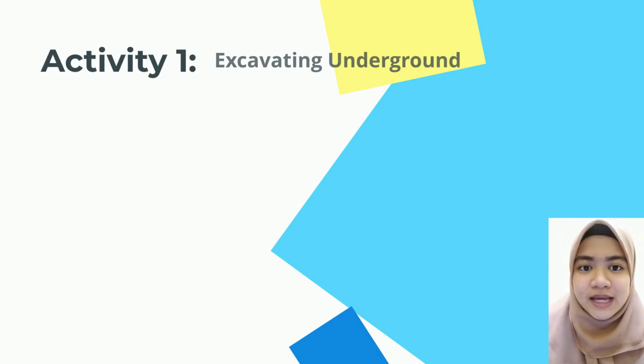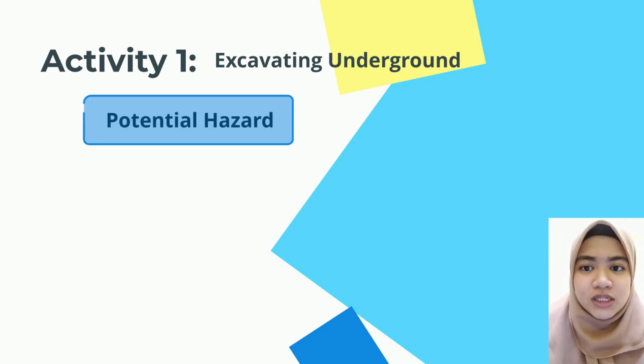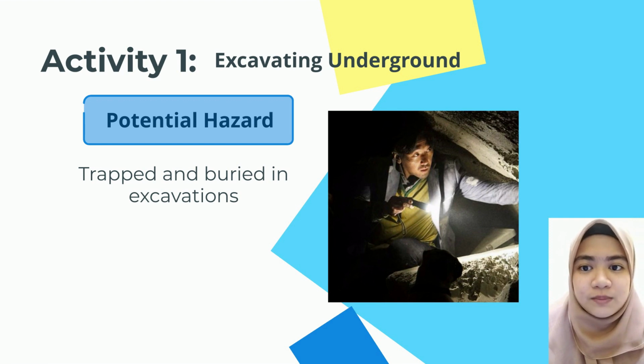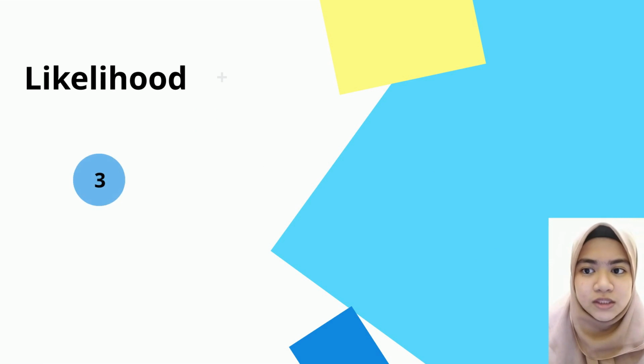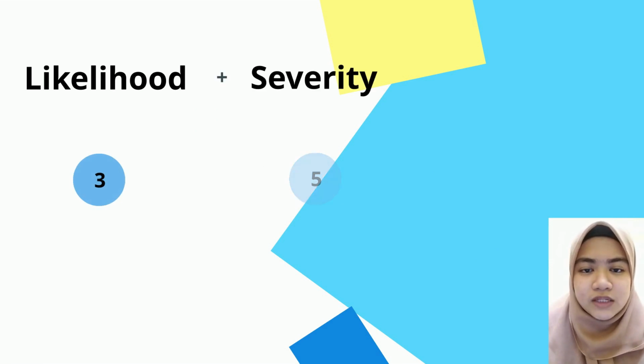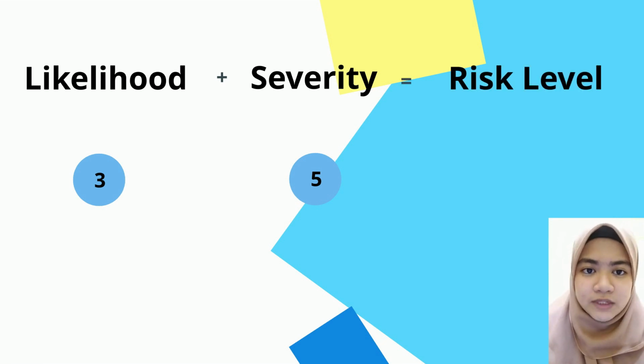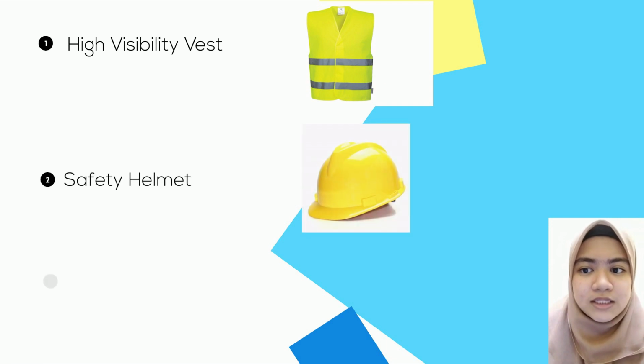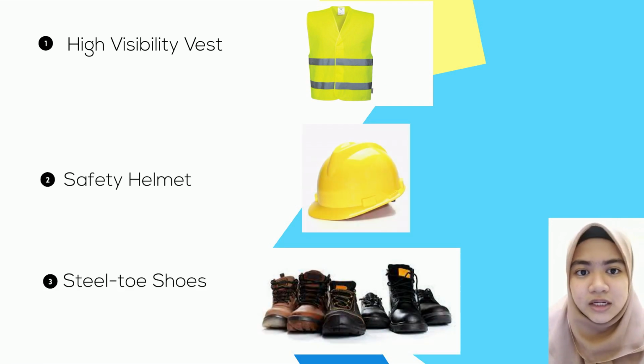The first one is excavating underground. The potential hazard of this activity is the collapse of the excavation itself, which might trap and bury the workers inside the tunnel. The likelihood is 3, which is every few years, and the severity is 5, which causes many deaths. So, the risk level is 15, which is quite high. In order to lower the risk level, it is recommended to wear high visibility vests, safety helmets, and steel shoes, install dividers at each side, and stop working if it rains.